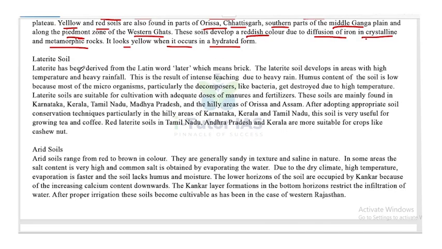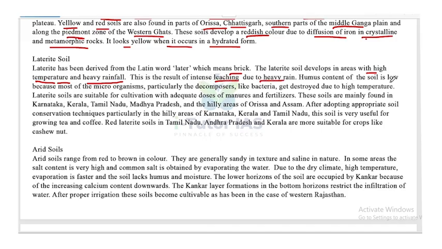Next one is laterite soil. Laterite has been derived from the Latin word later, which means brick. The laterite soil develops in areas with high temperature and heavy rainfall. This is the result of intense leaching due to heavy rain.